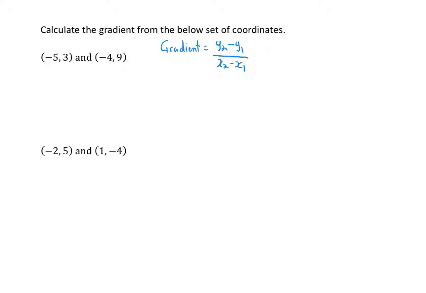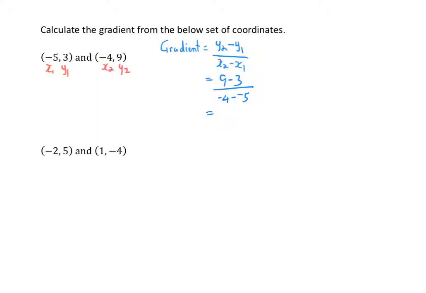So the next step, once I've completed writing the formula, is to go back and label my two sets of points: x1, y1, x2, y2. That will enable me to substitute the values of x1 and y1, x2 and y2 back into my formula. So the gradient is going to equal y2 minus y1, so 9 minus 3, over x2 minus x1, -4 minus -5.